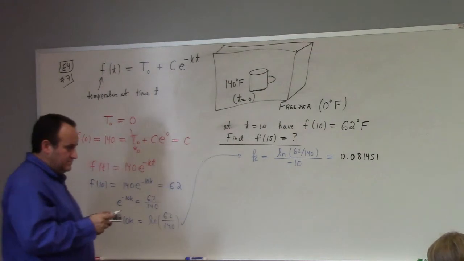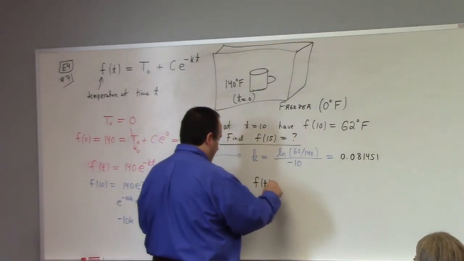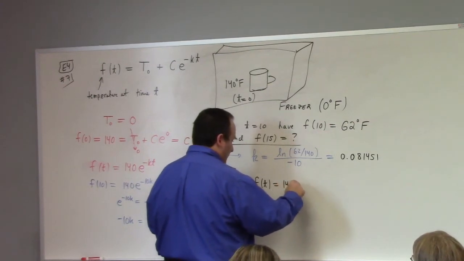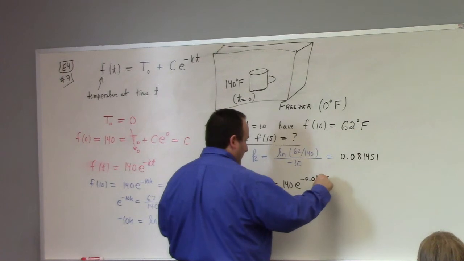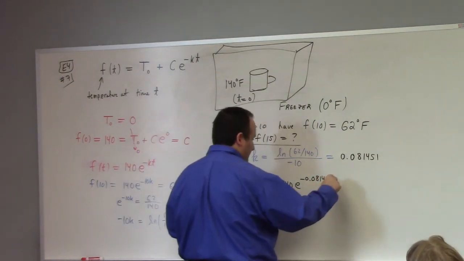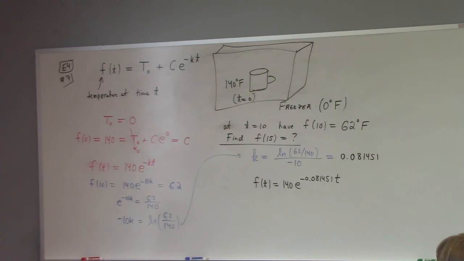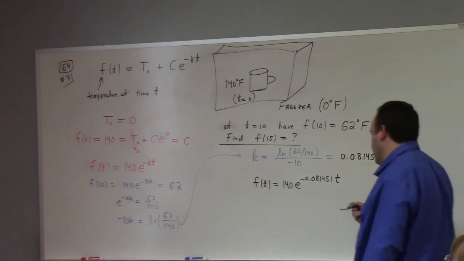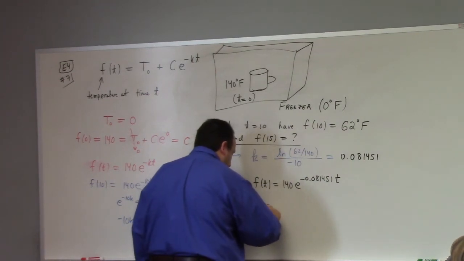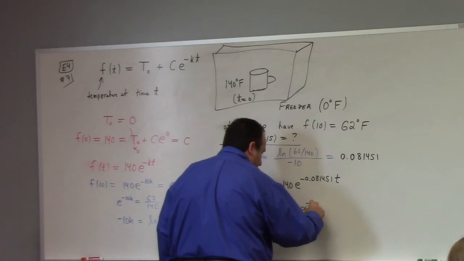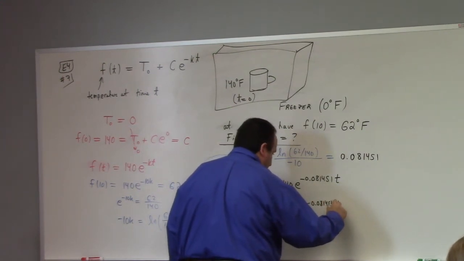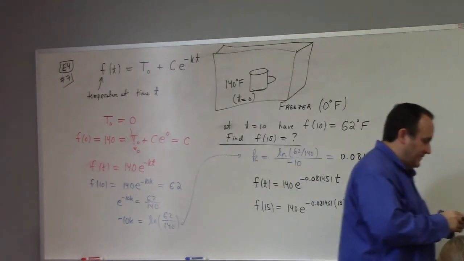So what's my formula? My formula then is F of t equals 140 e to the minus 0.08145 times t. And then what was the question? The question was, what's the temperature of the coffee after 15 minutes? So what do I have to do there? Plug in 15 for t, and that should be it. So F of 15 is 140 times e to the minus 0.08145 times 15. So you plug that into your handy-dandy calculator and see what you get.